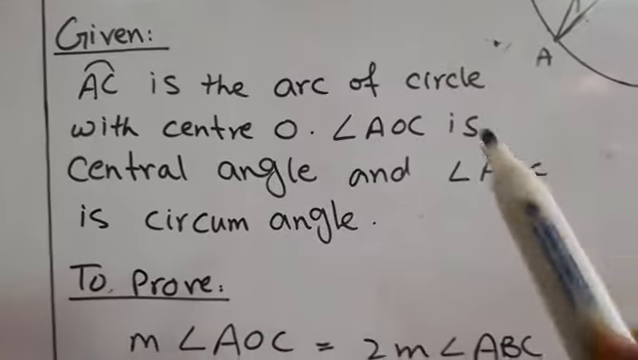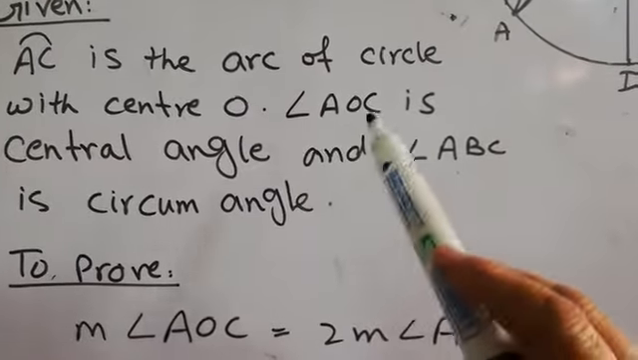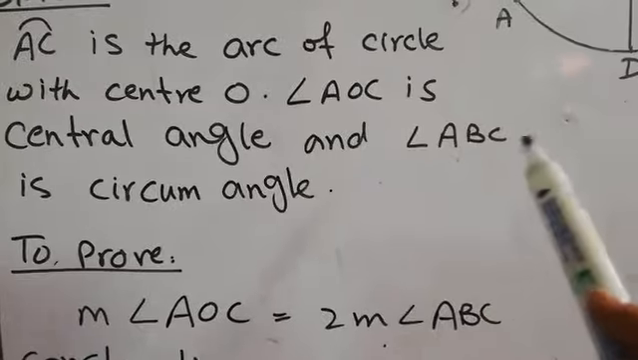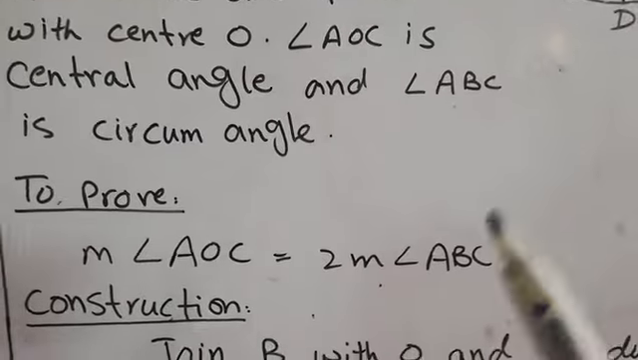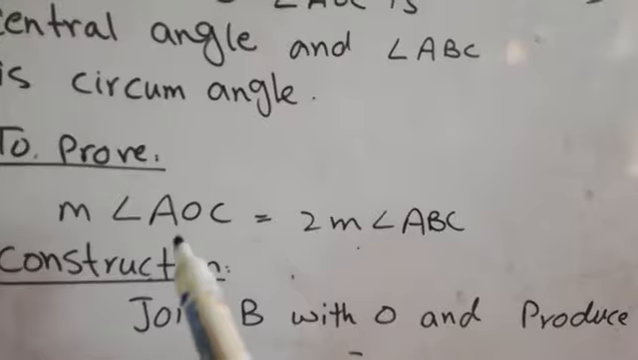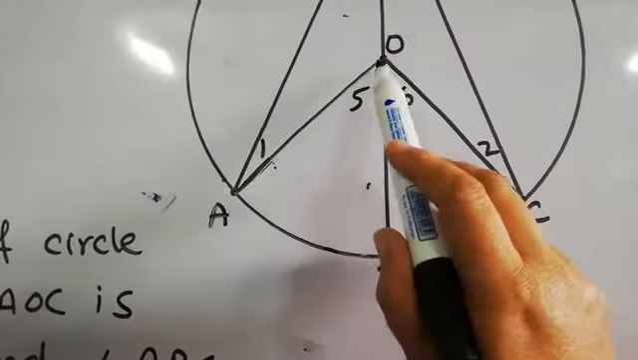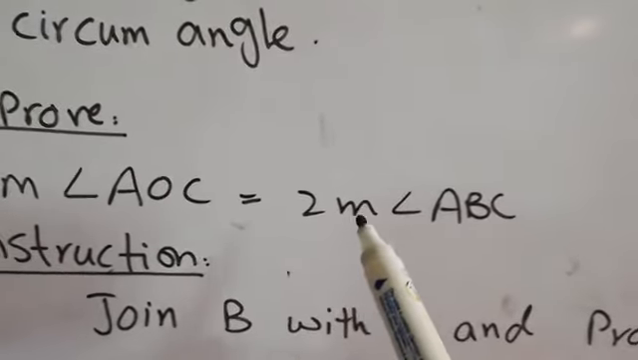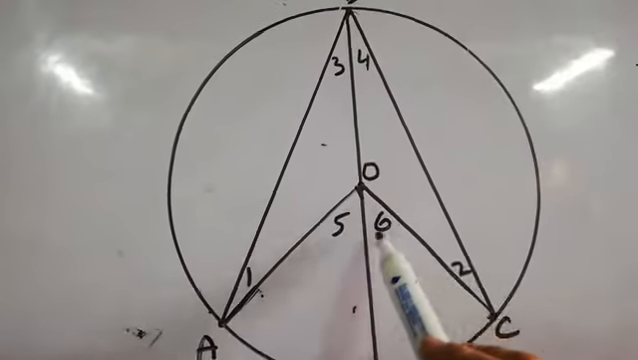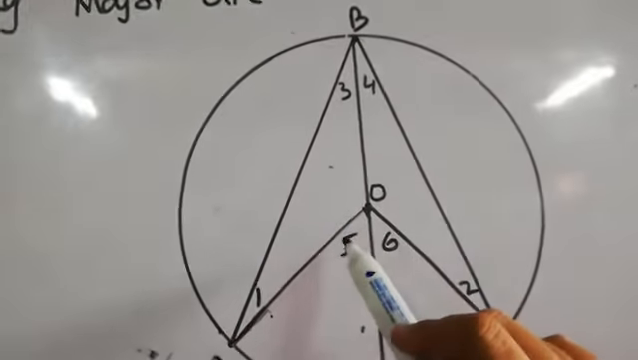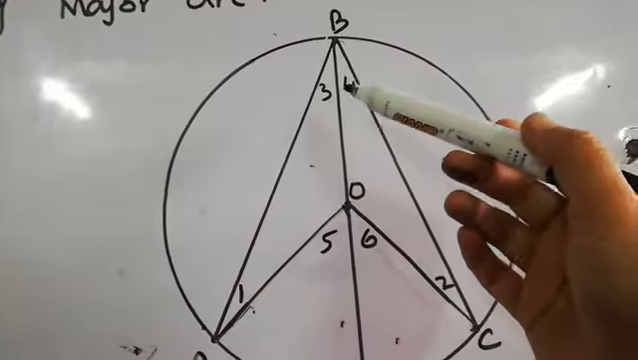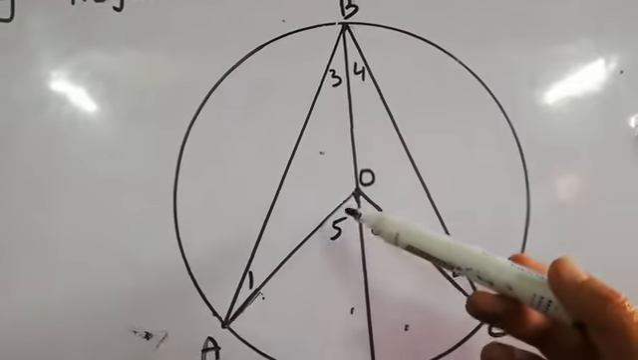the figure, now we will move to the given: AC is the arc of a circle with center O, and angle AOC is the central angle, and angle ABC is the circumangle, as I have discussed. We will prove that the measurement of angle AOC, the central angle, is double the measurement of angle ABC. Angle ABC is the smaller angle and angle AOC is the greater angle. This is double this. You can observe with the help of the figure also that this is the greater angle.